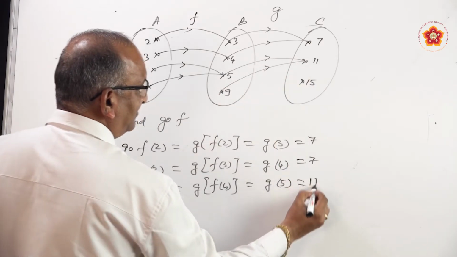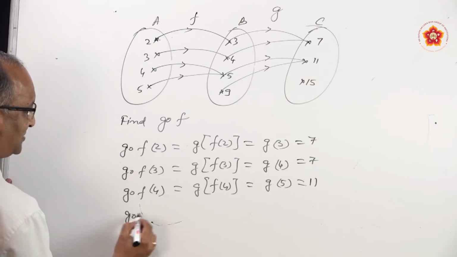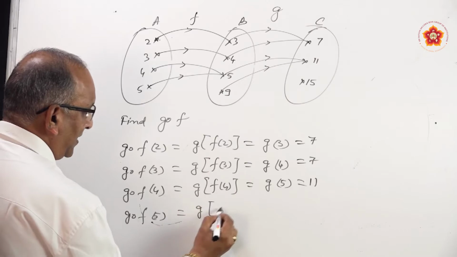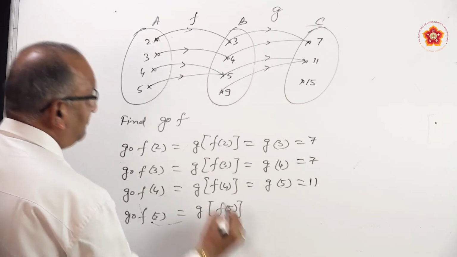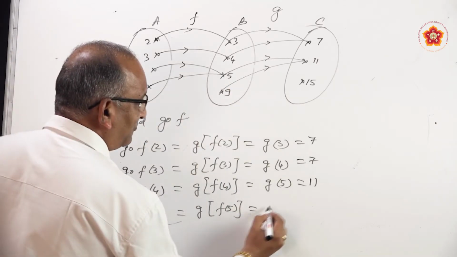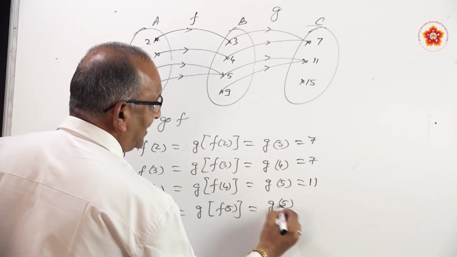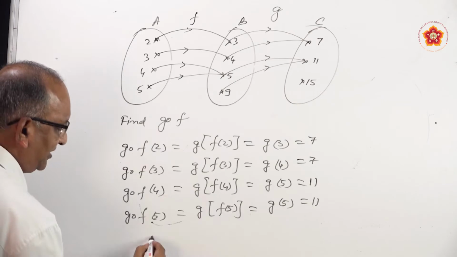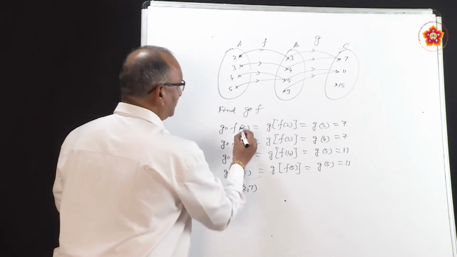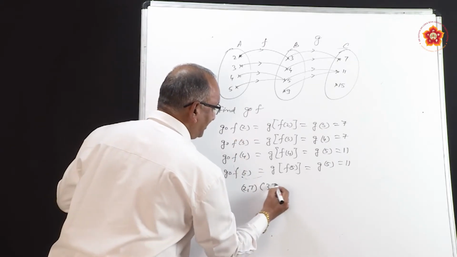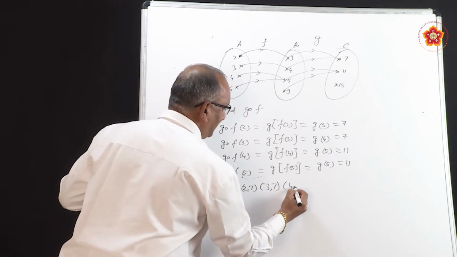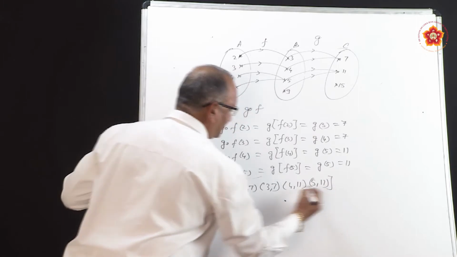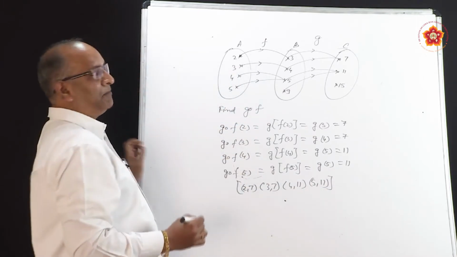And what is g of 5? It is 11. Similarly, the last one, g o f of 5, which is g of f of 5. And what is f of 5? It is 5. So g of 5 is again 11. Means what? 2 has image on 7, 3 has image on 7, 4 has image on 11, and 5 has image on 11. This is called composite function.